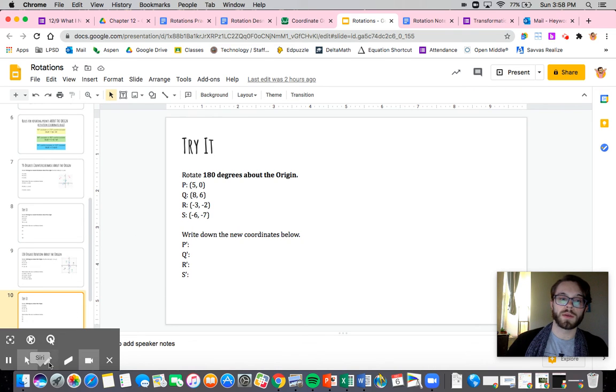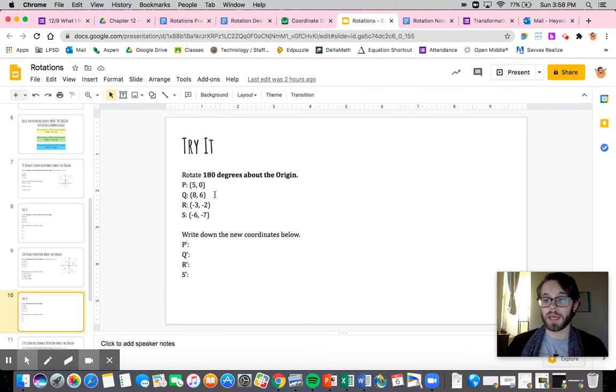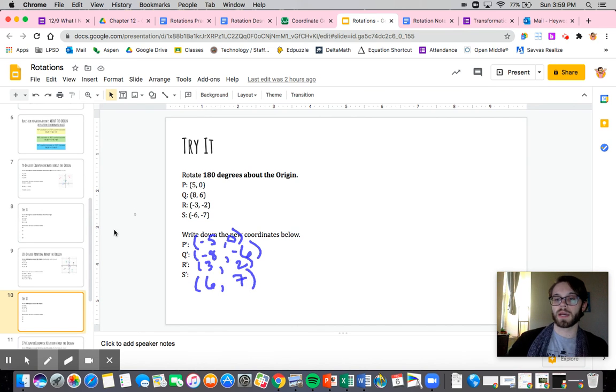Okay. So this one, again, you do not change because we're still just going 180 degrees about the origin. You do not flip them. You just change the signs. You don't change the order, just the signs. So it becomes negative 5, 0. Negative 8, negative 6. Right? Because I'm just changing the signs. 3, 2. And then 6, 7. I'm just changing the signs. That's it.